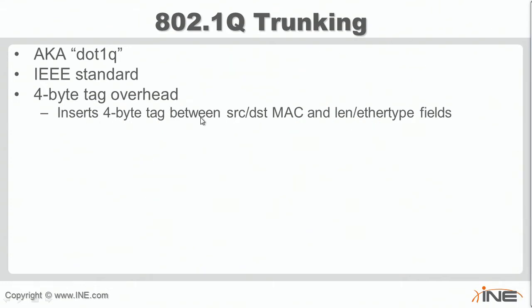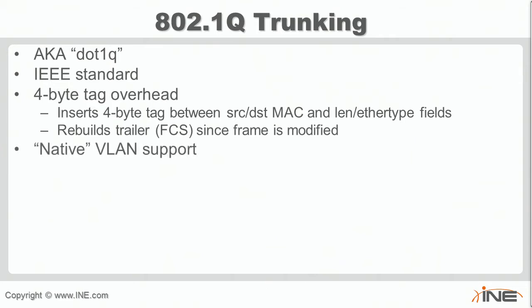But since we're changing the header, since we're adding these new 4 bytes between the MAC address and the type length field, it means that the router or the switch needs to rebuild the trailer, or the frame check sequence. 802.1Q also supports what's known as the native VLAN, which is used for untagged packets that go across the interface.